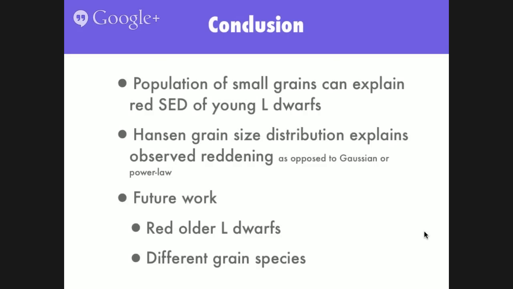So my conclusion is that a population of small grains can explain the redness of young L-dwarfs, a population of small grains that's not in the current models. And the Hansen grain size distribution can explain the observed reddening as opposed to Gaussian or power law. My future work includes applying this method to other red objects, like red older L-dwarfs, and incorporating different grain species. Thank you very much.